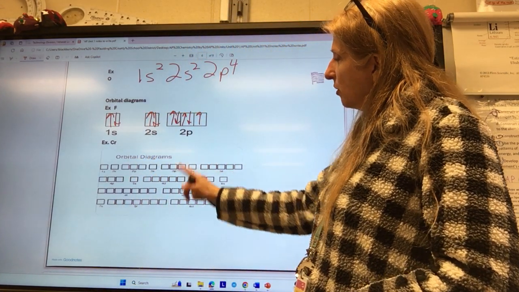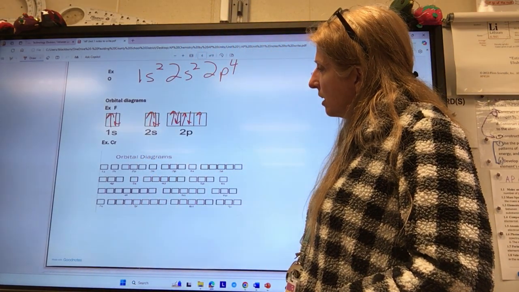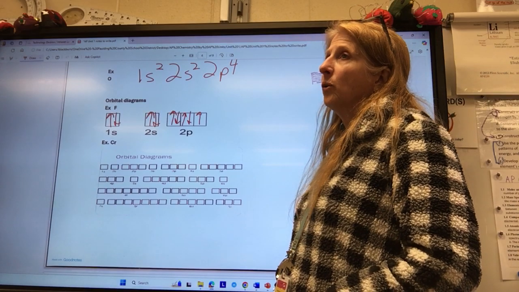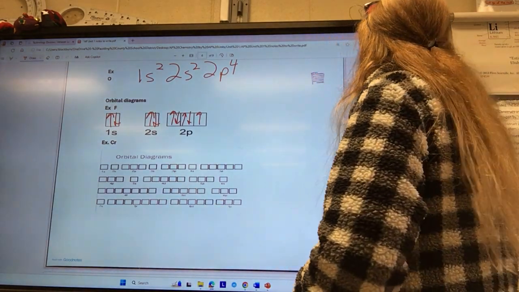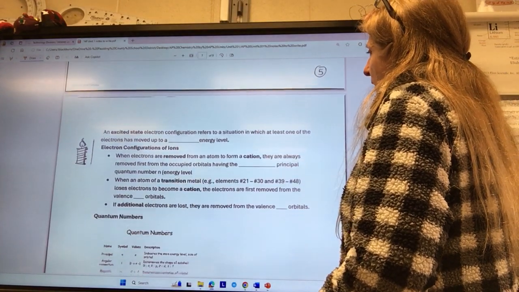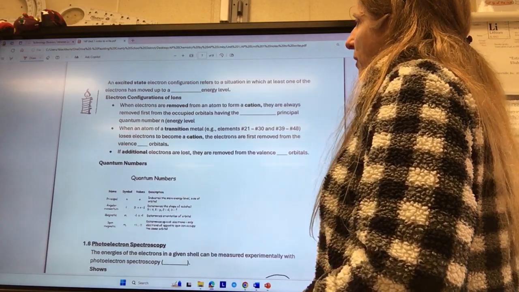And then here's one you can practice on your own, the orbital diagram for chromium. I got the little thing here for you to practice. We're not going to take the time right now. You can practice that later. I think y'all remember that pretty good.